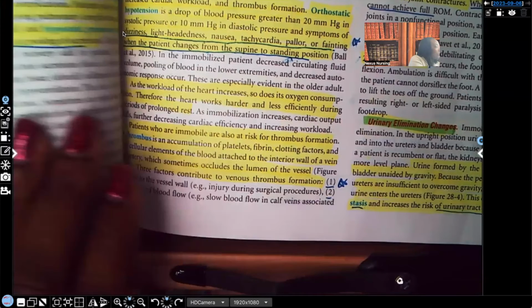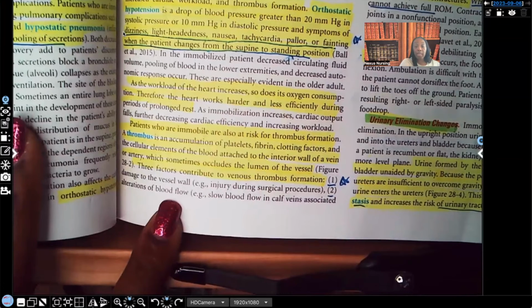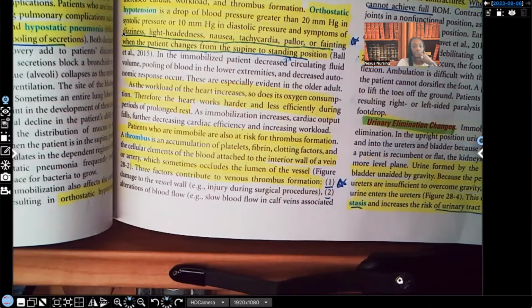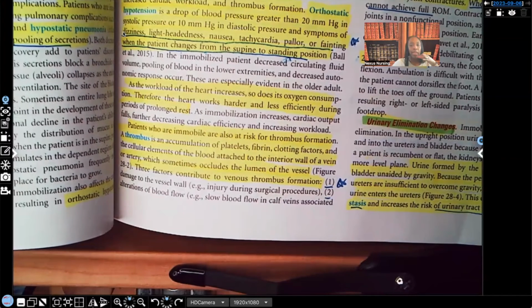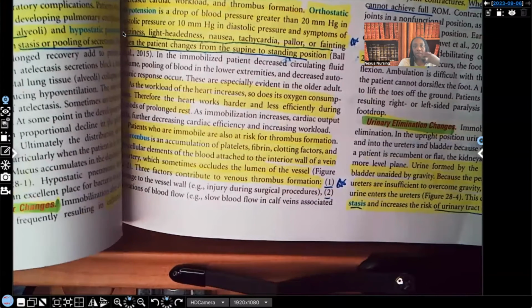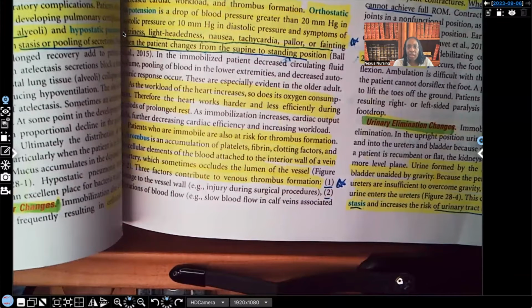Number 2, alterations of blood flow, such as slow blood flow in calf veins associated with bed rest. Let me tell you about this slow circulation and why it's important, what the significance is. Your tissues survive off of oxygen, vitamins, minerals, nutrients, all of which is carried in the blood, right? If your tissues do not get these, your tissues will start to die. The patient will start to experience necrosis. Well, think about it. If you got a clot that's blocking the area, how is the oxygen, vitamins, minerals, nutrients, all of those that are being carried in the blood, how's it going to get to the tissues?